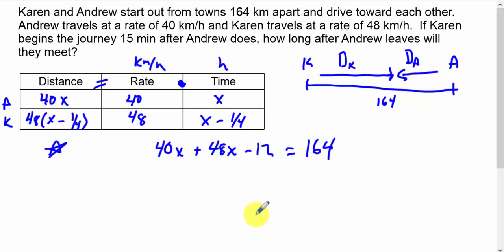And then I'll solve for the value of x in the end, and x will give me the time that Andrew traveled. And the question asks, how long after Andrew leaves will they meet? They're talking about the time for Andrew, and x will answer that question, so I don't even have to go any further. If I wanted to know how long after Karen leaves, then that's a whole different story.